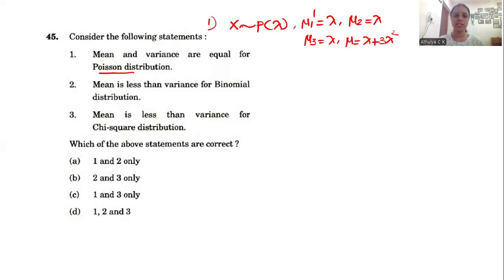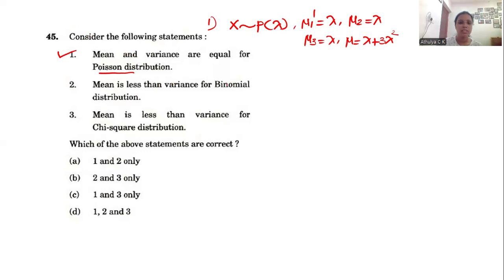Here we have taken a random variable x which follows Poisson distribution. Then mean and variance will be lambda. In the first statement, it is given that mean and variance are equal for a Poisson distribution. So it is a correct statement. We know that mean will be lambda and variance will be lambda, so mean and variance are equal for a Poisson distribution. So the first statement is correct.